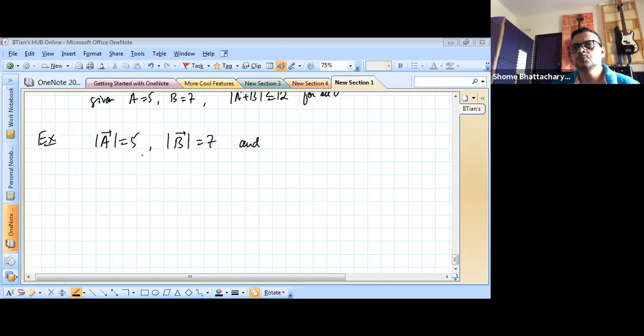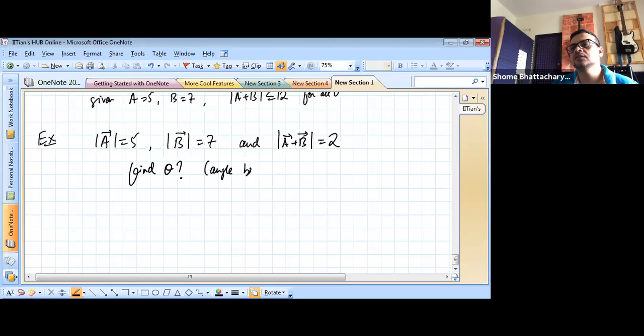Suppose magnitude of A is again 5 and magnitude of B is 7, and given to us that magnitude of A plus B is equal to 2. Now what we have to do is find theta, the angle between vectors A and B. Just try out this question now.